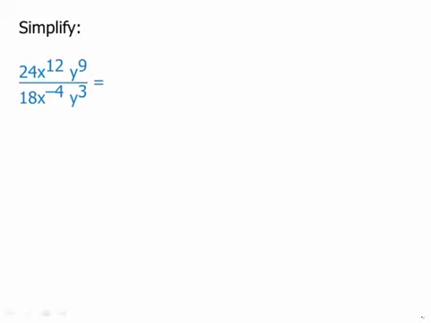So for example, you might be asked to simplify something like this. Pause the video and see if you can simplify this, and then we'll talk about it. Well, of course, the first thing we'll do is treat the numbers separately from the exponents. For the numbers, we'll just factor out the greatest common factor, which is 6. So not changing the exponents at all, just the numbers simplified to 4 over 3.